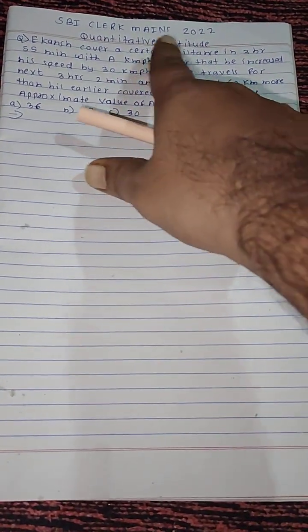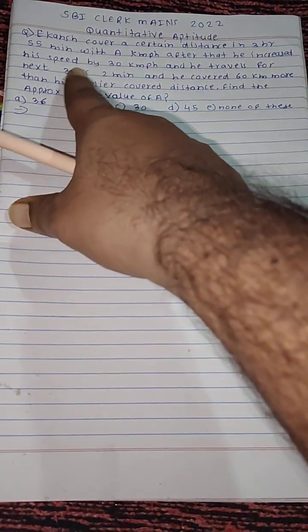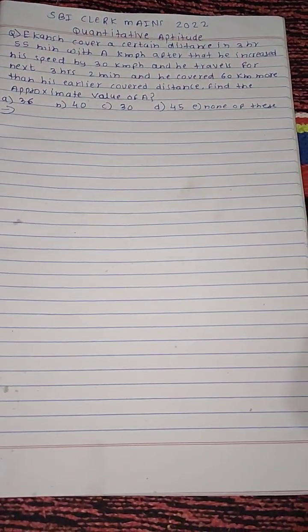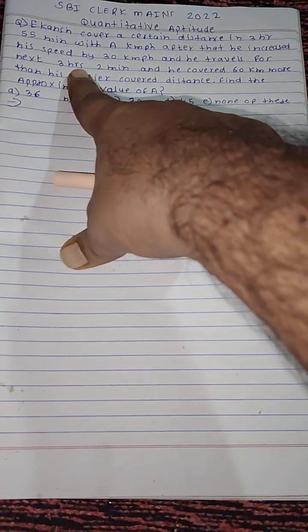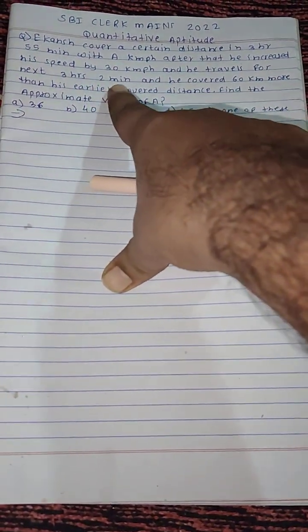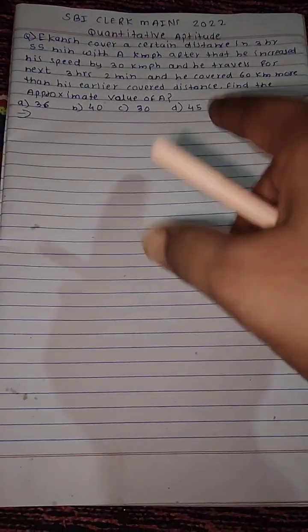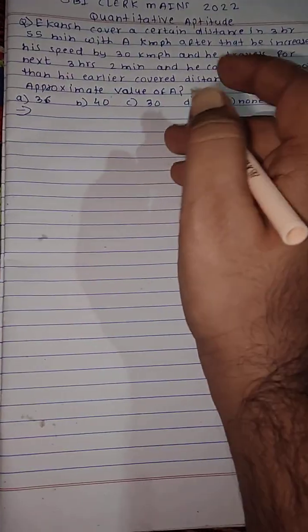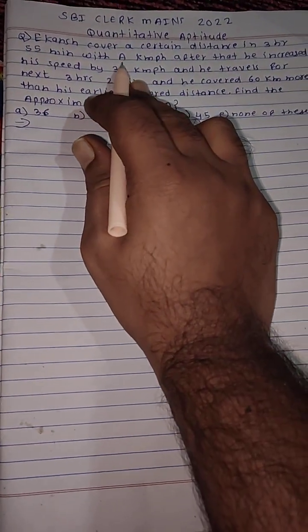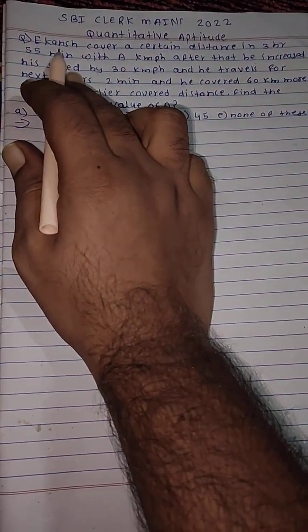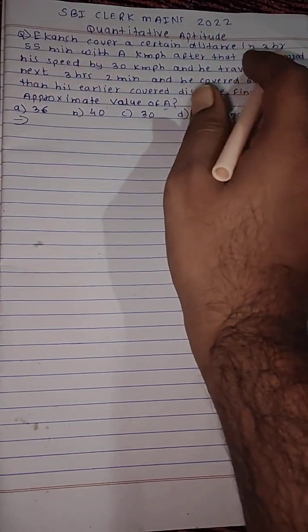In the first case, Akansh covered a certain distance in 3 hours 55 minutes with speed A. In the second case, he increased his speed by 30 kilometer per hour, and in the next 3 hours 2 minutes he covered 60 kilometer more distance. So we need to find the value of A, the speed. We'll note down the information given.